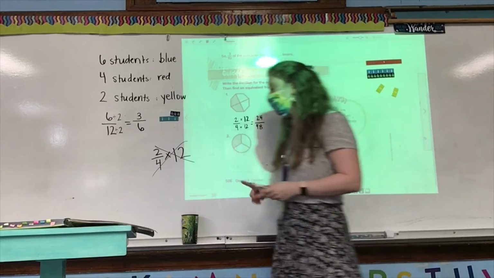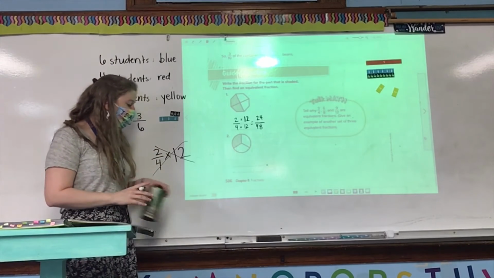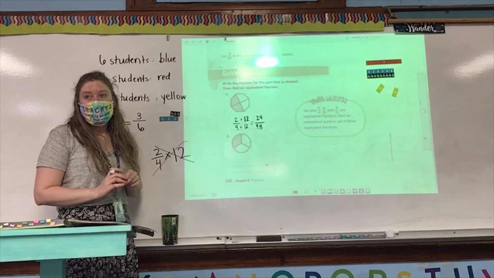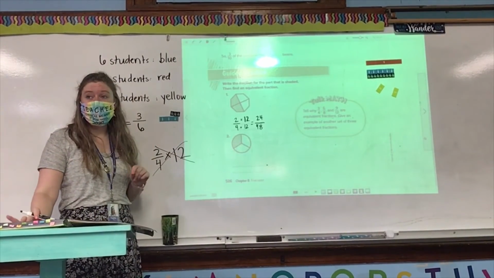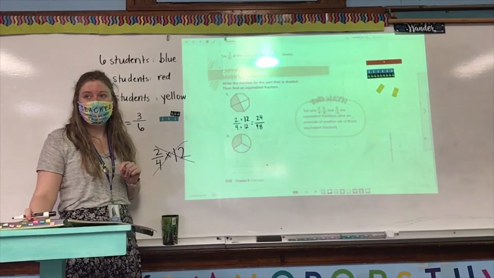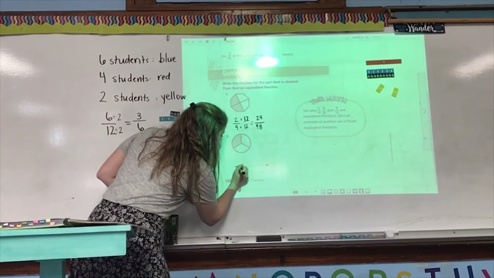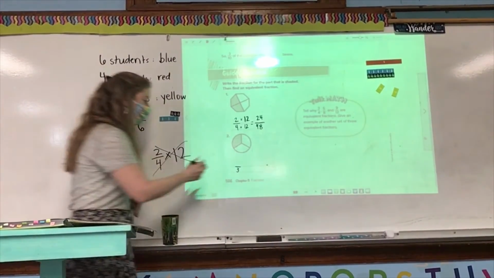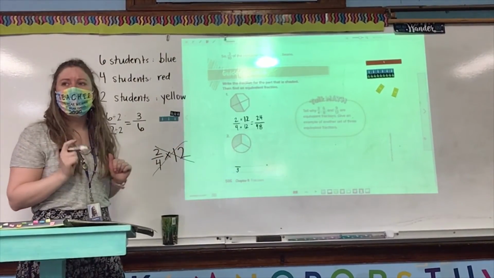Okay, next, number 2. We have our circle. Victoria, it's broken into how many pieces? 3 pieces. So is that our numerator or our denominator? Our denominator. How many pieces are shaded? 1. So that's our numerator or our denominator, or do we put it somewhere else?